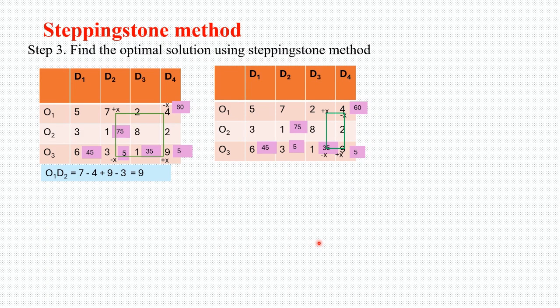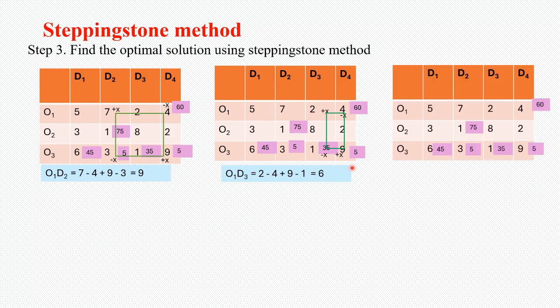Next unallocated cell O2D1, we shall start from this cell. The closed loop is drawn like this. Assign plus and minus signs alternately at each turn. Calculate the improvement in cost. O2D1 is equal to 3 minus 1 plus 3 minus 6, which is equal to minus 1. This value is negative.